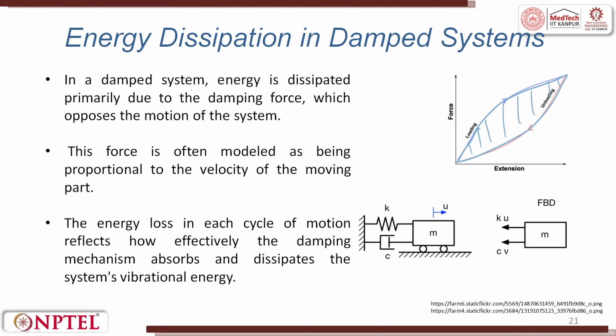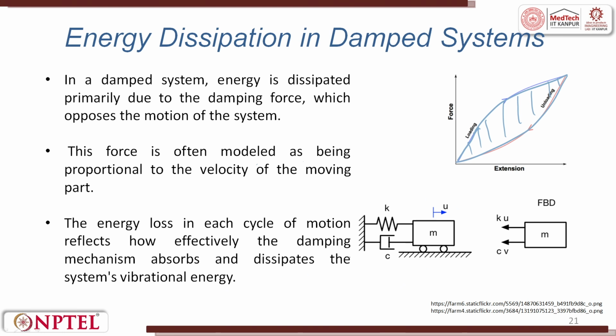In a damped system, the energy is dissipated primarily due to the damping force, which opposes the motion of the system. The force is often modeled as being proportional to the velocity of the moving part. The energy loss in each cycle of the motion reflects how effectively the damping mechanism absorbs and dissipates the system's vibration energy.